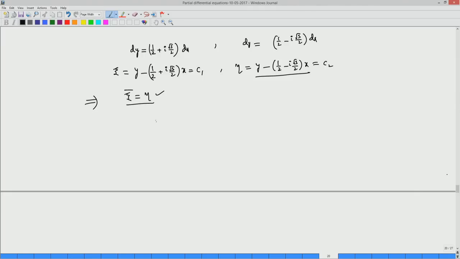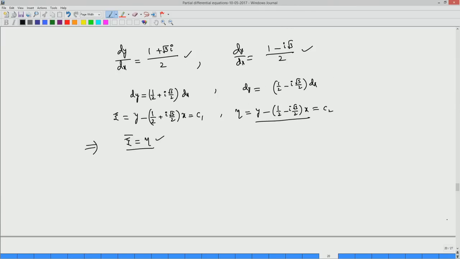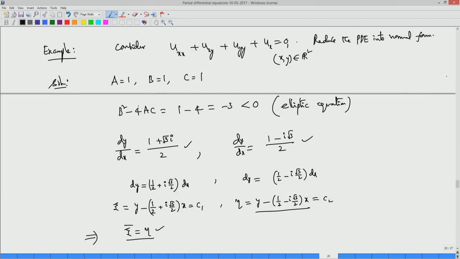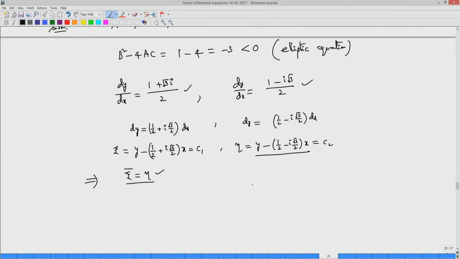So when I have this, if you now look for uxx, uxy, uyy and ux in terms of these new variables xi and eta, you know that it will become u xi eta plus lower order terms equal to 0. That is what it will become, okay. This is the canonical form you can expect.